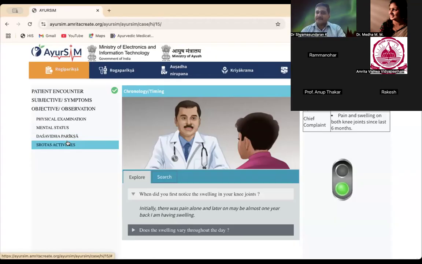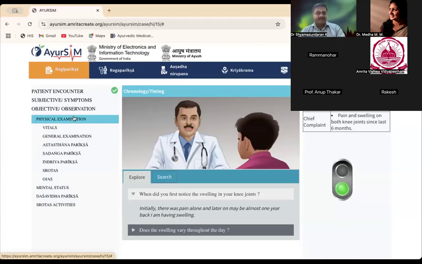This is a very important learning that the student should get. Without this, the student feels lost, like they don't know where to apply this in the practical aspect. So this gives the whole training about it. Then in the objective, you will see the physical examination, and of course, you will have to look at the vitals, right?